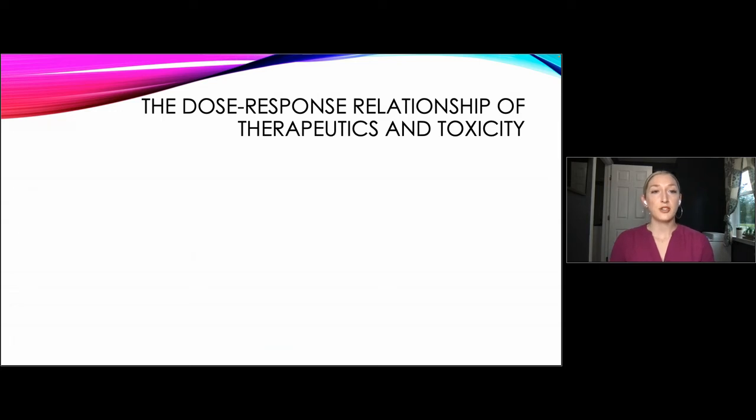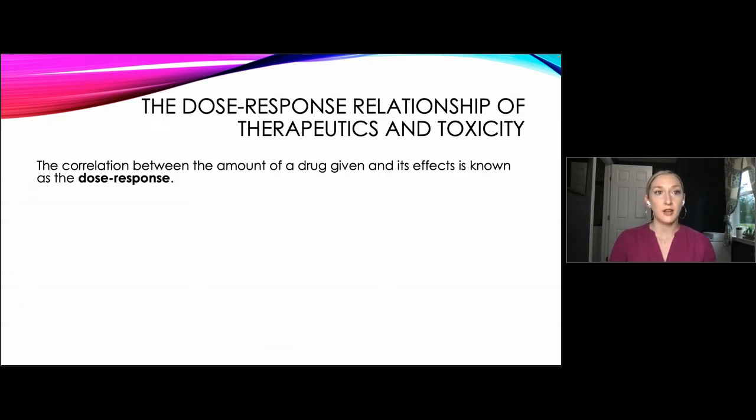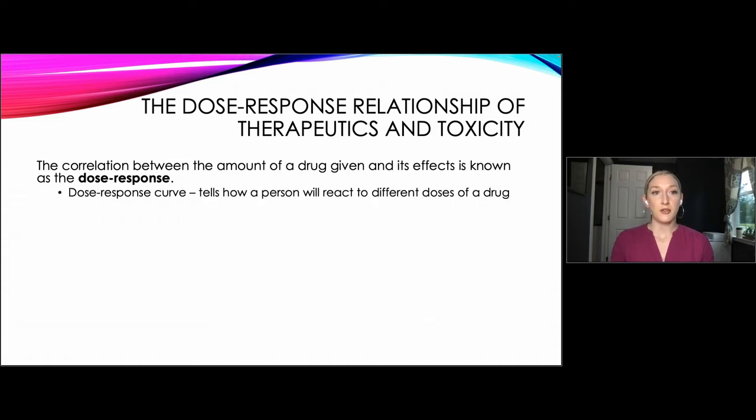So now we need to understand the dose-response relationship of therapeutics and toxicity. The correlation between the amount of a drug that's given and its effect is known as the dose response. The dose response curve will tell how a person is going to react to different doses of a drug. So the dose response curve can be determined for each individual person.